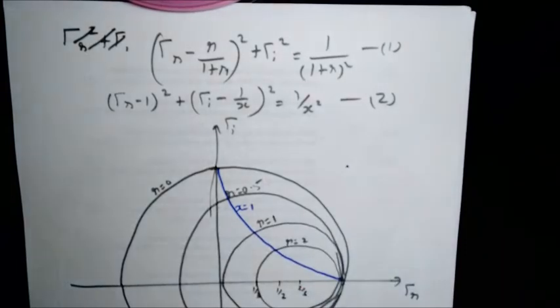Now if I take x minus 1, then what happens is, again, radius will be 1, but the center of the circle will be now at 1, minus 1. So that will come here, gamma r1. So that will be like this, x equal to 1.